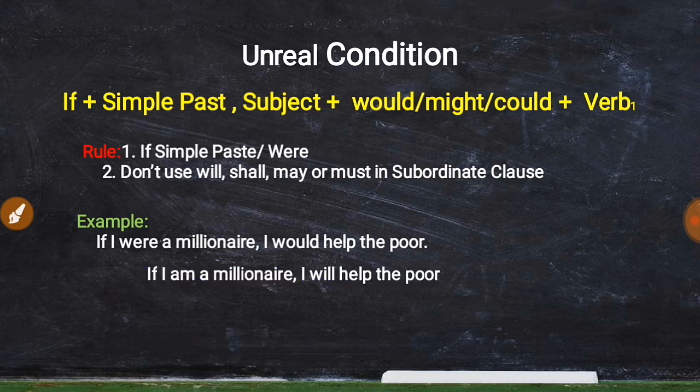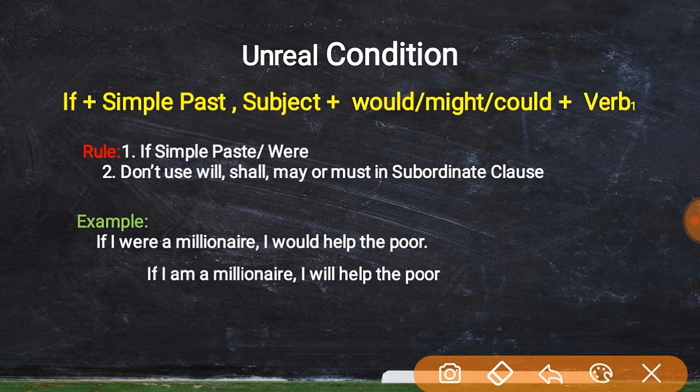Next see the example. Okay, I can write this sentence in the realistic form. If I am a billionaire. So billionaire is not a very tough matter. Anyone may be a billionaire. So this is the realistic form. If I am a billionaire, যদি আমি billionaire হতাম তাহলে I will help the poor. তাহলে আমি poorদের help করতাম.